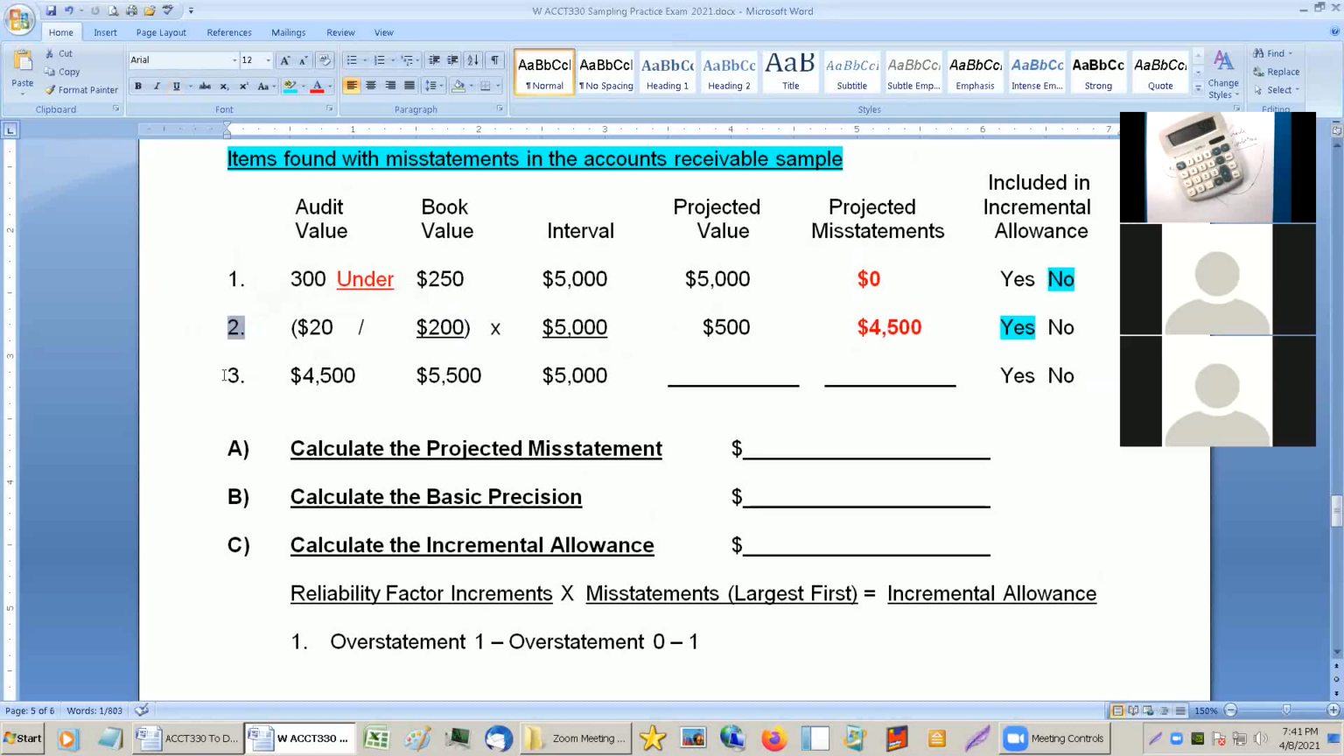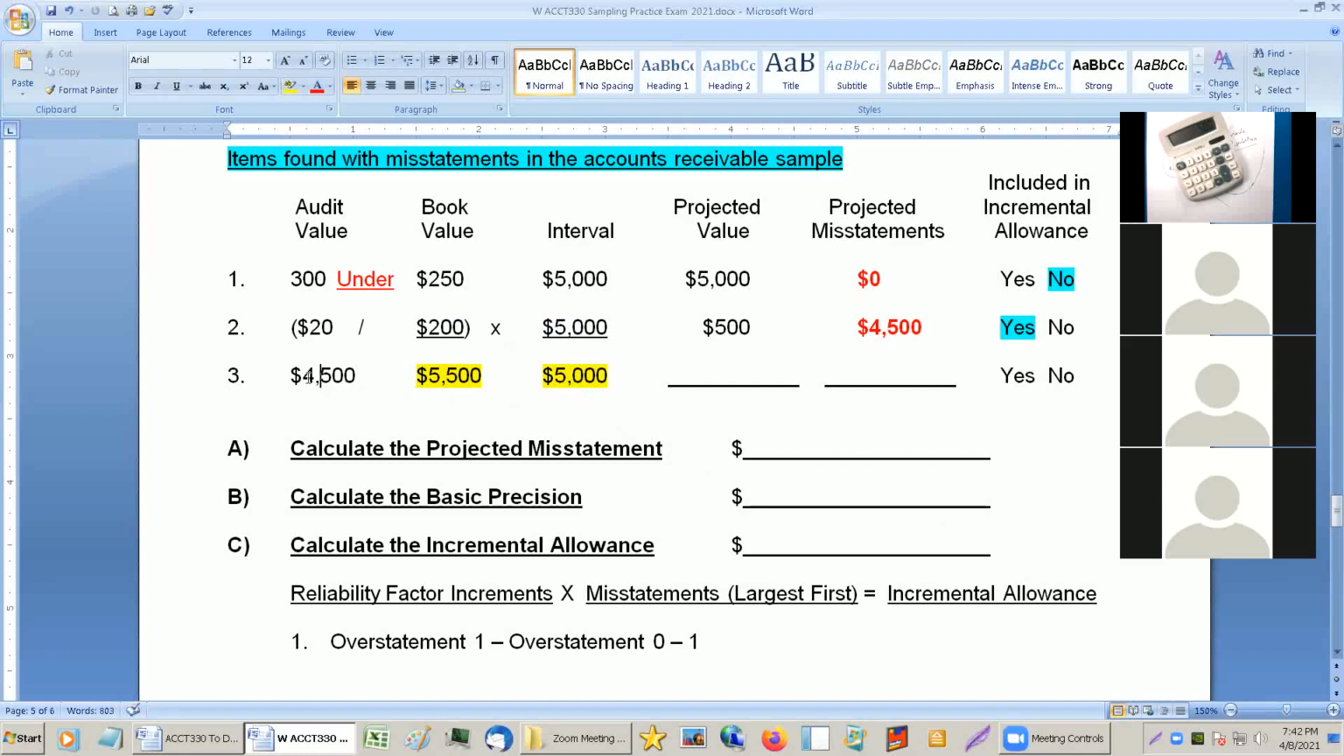Okay, so this is what you kind of think of as a normal one. This one is a little bit crazy too. What's wrong with number 3? I should say, what's unusual about number 3? Number 3 is a special one. Why? Book value is more than the audit value. Yep, right here. And this is more than that. So it covers the entire interval.